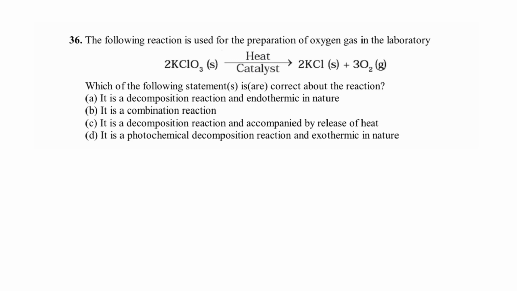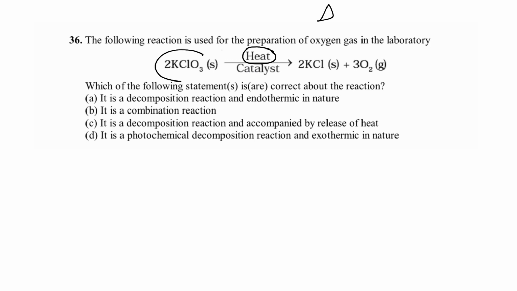Okay, next question. The following reaction is used for the preparation of oxygen gas in the laboratory. And they have given an equation, 2KClO3, in the presence of a catalyst, we are supplying heat and you are getting 2KCl and 3O2. Above the arrow mark, if heat is there, it means it is endothermic. Remember that. Above the arrow mark, if you see heat or if you see a delta sign, both represent that the particular reaction is endothermic.